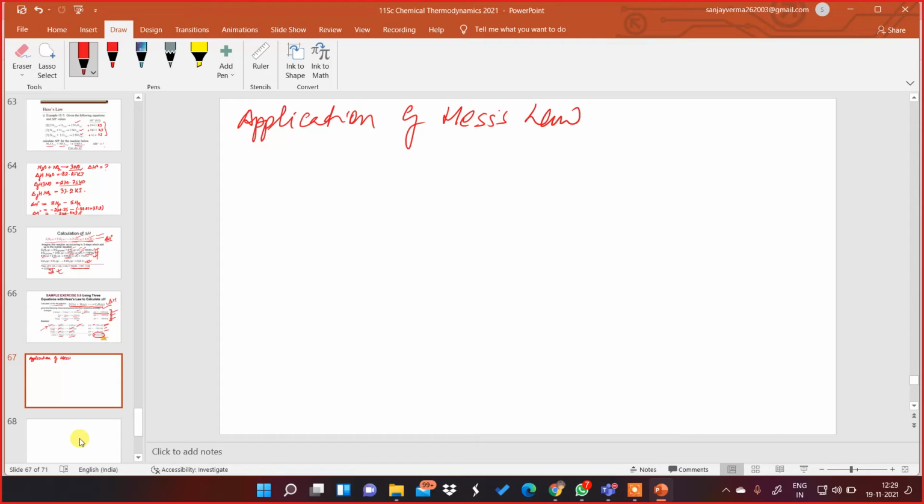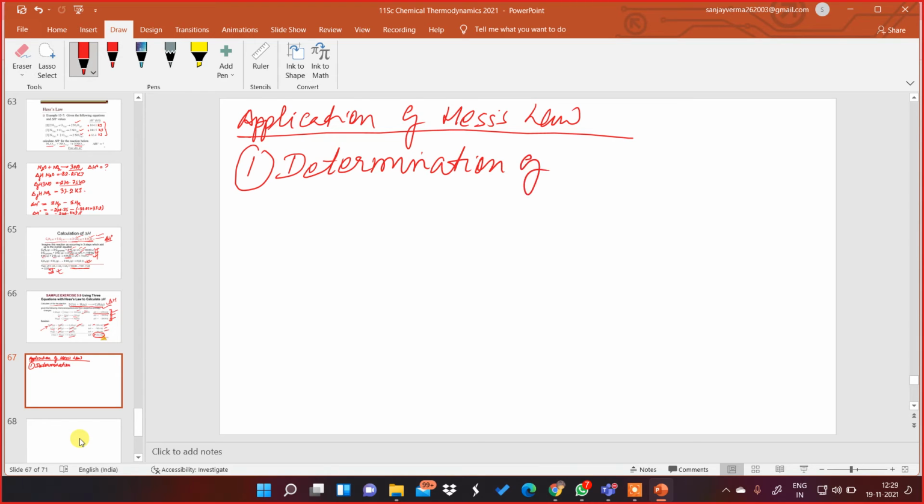Hess's law. Now, the first application is like this. With the knowledge of Hess's law, it helps us in the determination of heat of formation. With the help of Hess's law, we can determine the heat of formation, or calculate it. Okay, that is the first application.